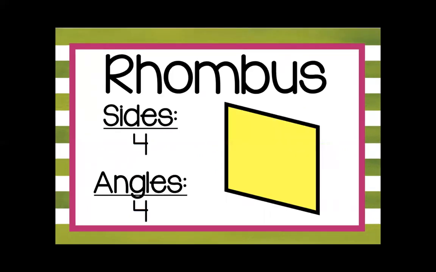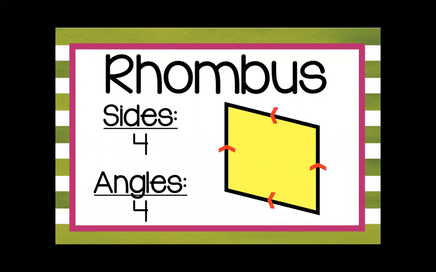Let's talk about a rhombus. Rhombus is kind of like a square or a rectangle, but it is kind of slanted a little bit. So the left and right side, those sides are parallel, and the top and bottom sides are also parallel. Now, all four sides in a rhombus are the same length.